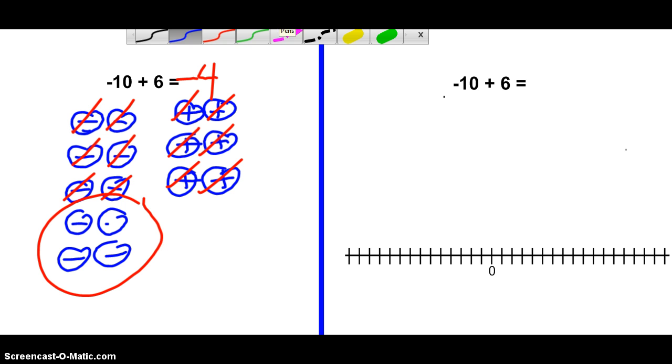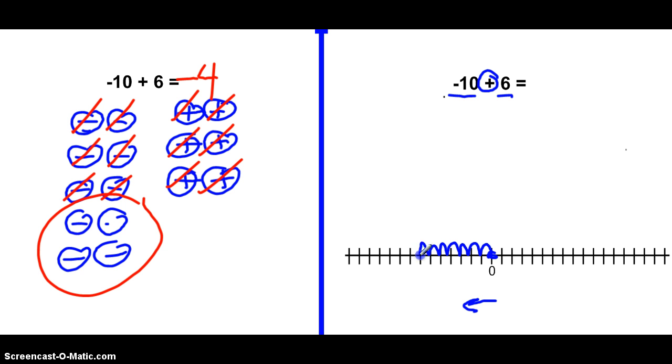Okay, now let's try it on the number line. We're adding. We have a negative 10 and a 6. So because the first number is a negative 10, when we start on 0, we're going to be looking this way because we're going negative 10. 1, 2, 3, 4, 5, 6, 7, 8, 9, 10. That's my negative 10 right there.